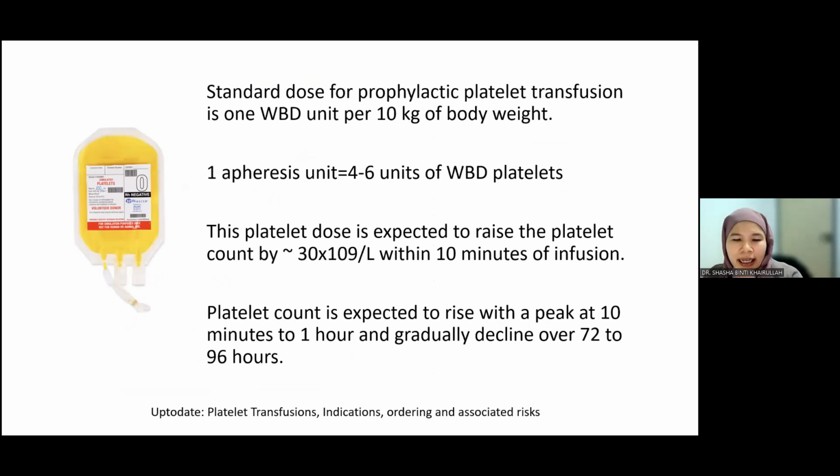So how much platelets would you give a patient? The standard dose for prophylactic platelet transfusion is 1 whole blood donor unit per 10 kg of body weight. So for example, if you have a patient who is 50 kilograms, that patient would require 5 random units of platelet. 1 apheresis unit or 1 whole platelet unit contains 4 to 6 units of whole blood donor platelets. At this therapeutic platelet dose, the platelet count is expected to rise by 30 within 10 minutes of infusion. It peaks at 10 minutes to 1 hour, and it gradually declines over 72 to 96 hours.